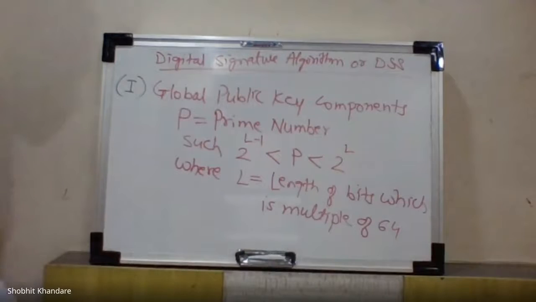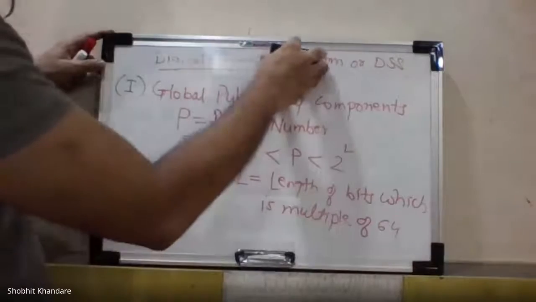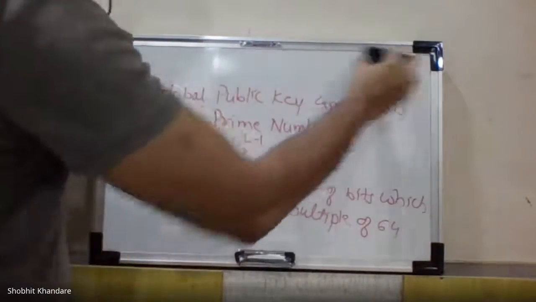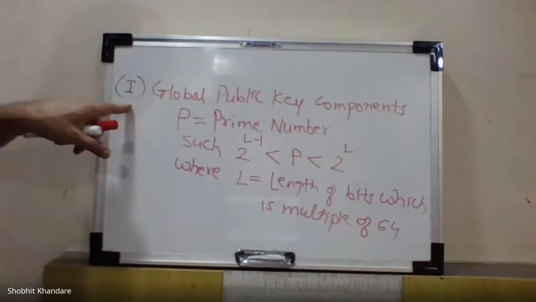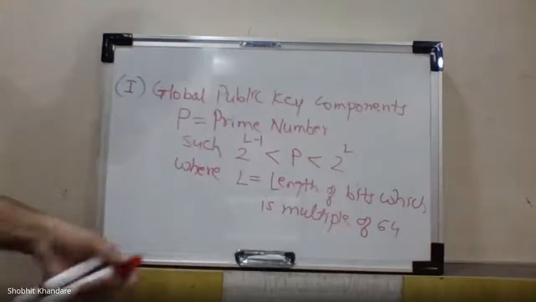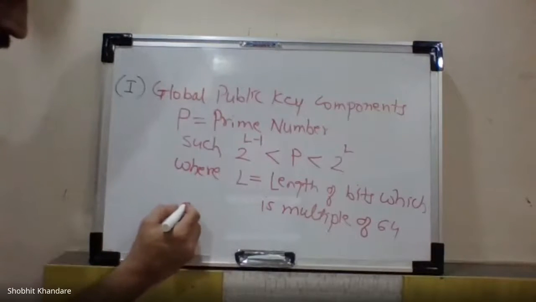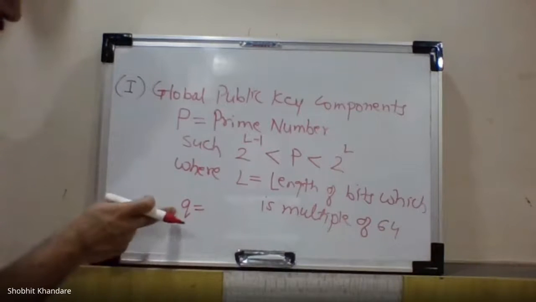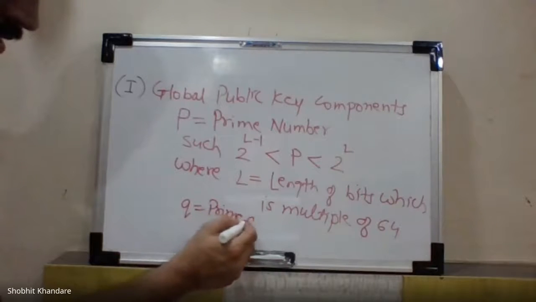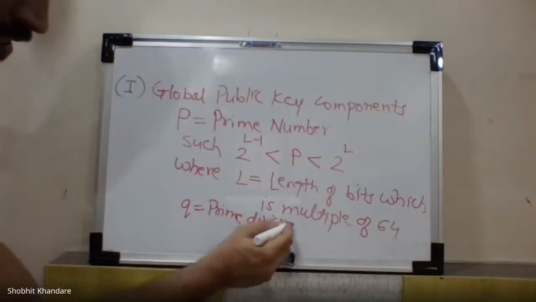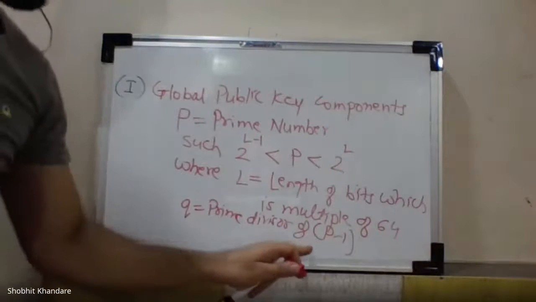Then write down small q. Still we are in the first one, because we have to find the global public key components. I explained p. Now here I write q. Your q should be such that it should be a prime divisor of p minus 1.